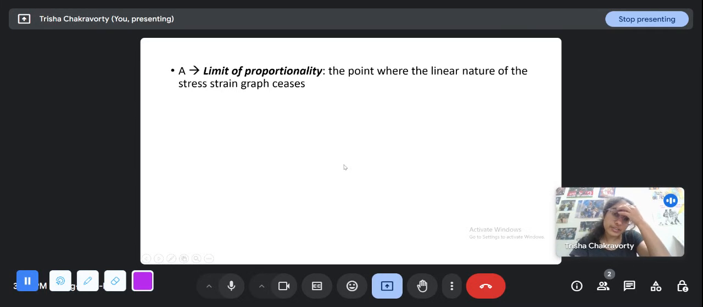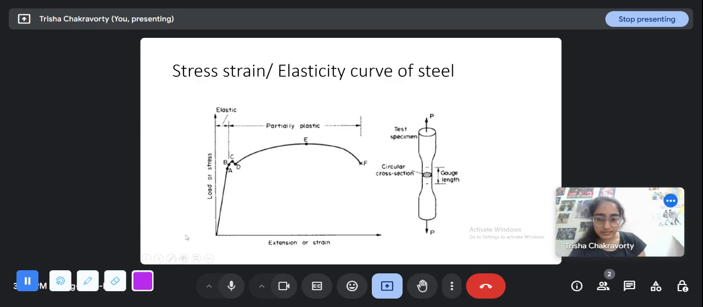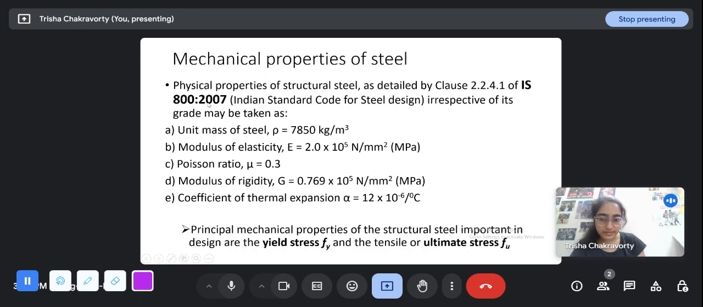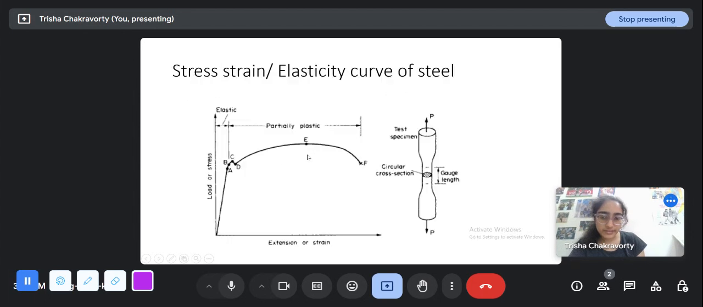A is the limit of proportionality, the point where the linear nature of the stress-strain graph ceases. Up to A, Hooke's law is followed, that is, stress is proportional to strain, and this slope, as we know, is the Young's modulus E that we talked about here. This E is the modulus of elasticity.